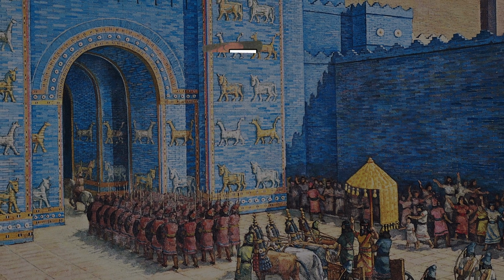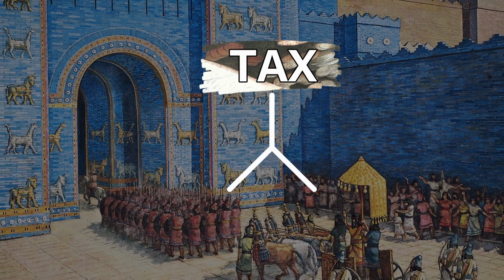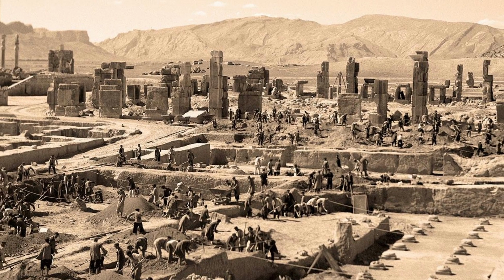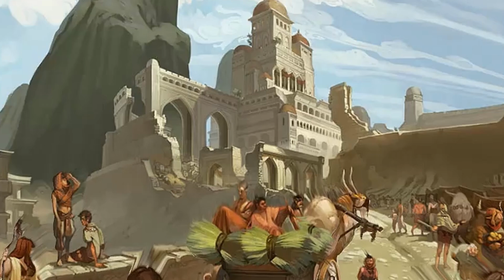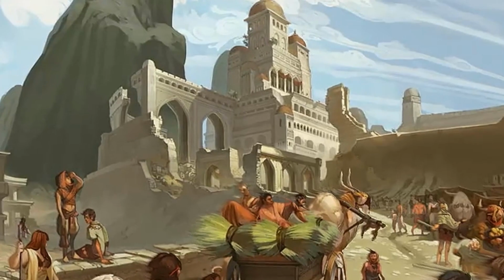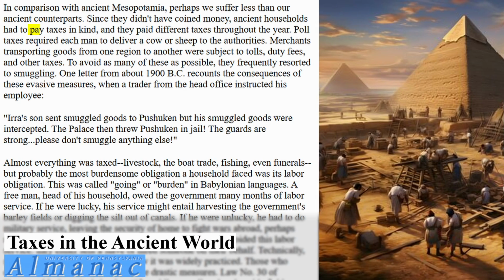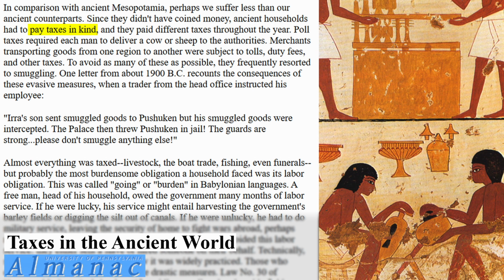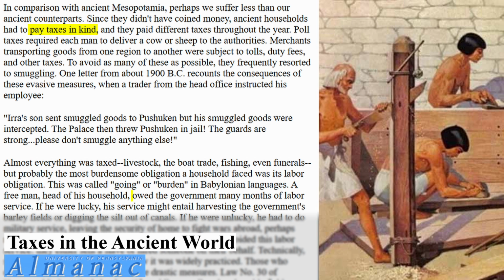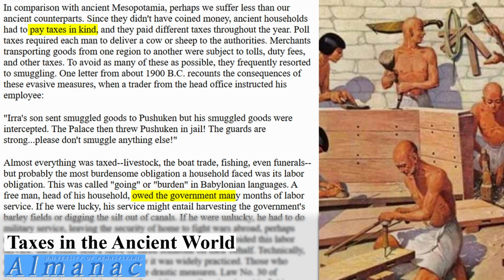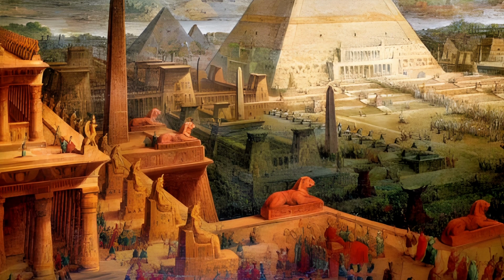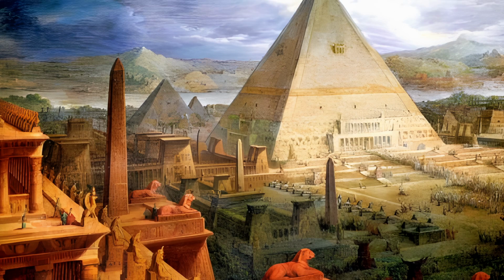Ancient civilizations usually had two major forms of taxes: labor and tithe. You have to acknowledge that these early civilizations did not have any kind of money, at least not in the way that we think of money today. So people paid their taxes in kind, and that's where the first form of tax comes in: labor. Almost every free man in ancient society was subject to providing months of labor to their rulers. How else do you think these impressive monuments ever got built?